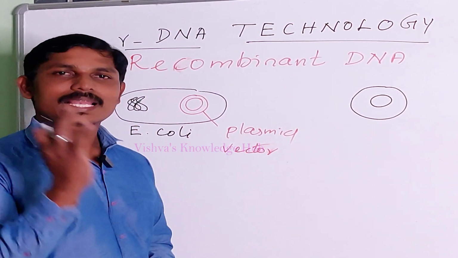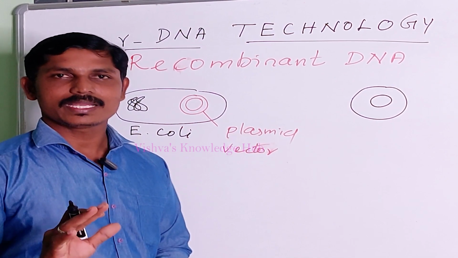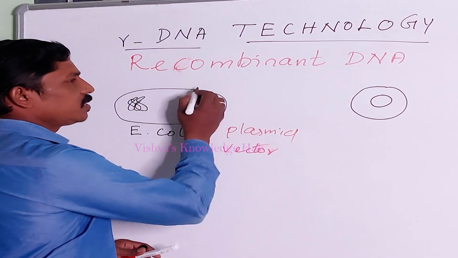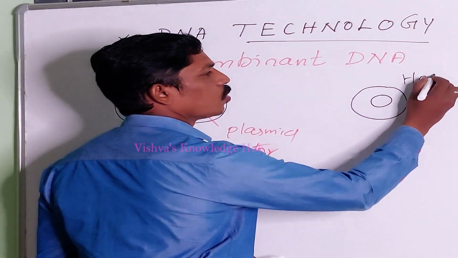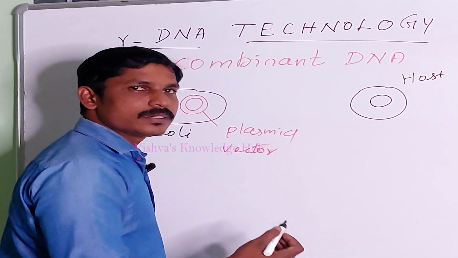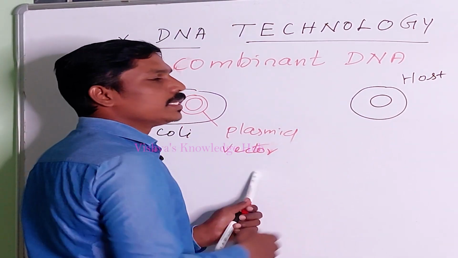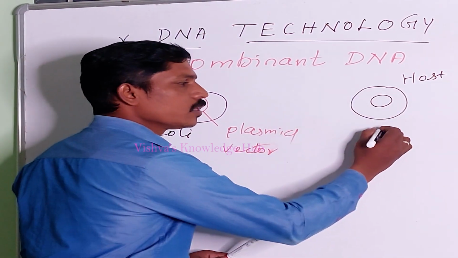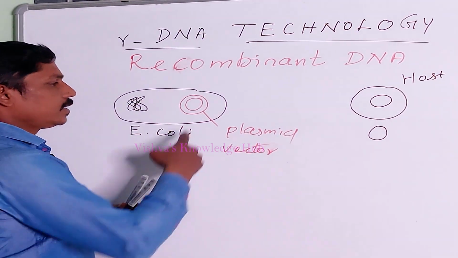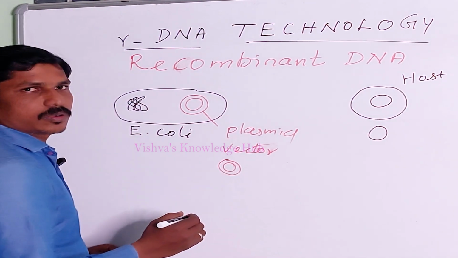Okay, we select the desired or suitable DNA to replicate from a host cell. This is the recipient cell and this one is the host cell, which may be any kind of cell. So isolation of the desired DNA from the host cell. Okay, this is the desired DNA and this is the plasmid. Isolation of plasmid from Escherichia coli.